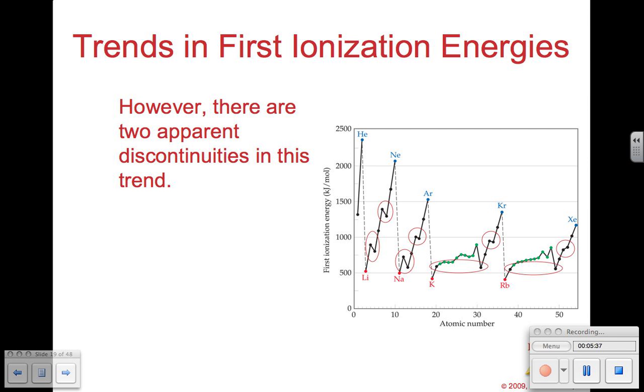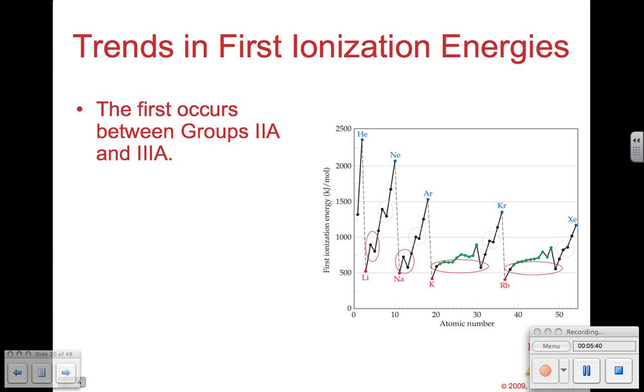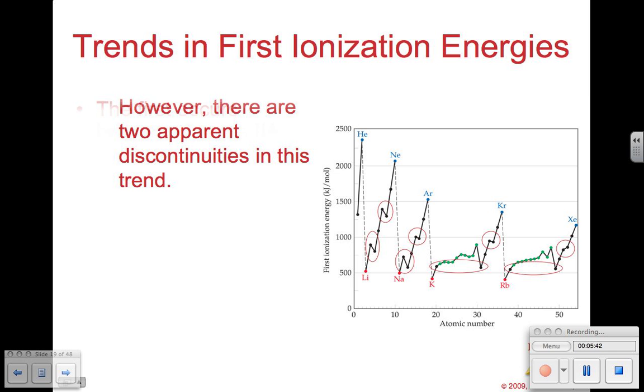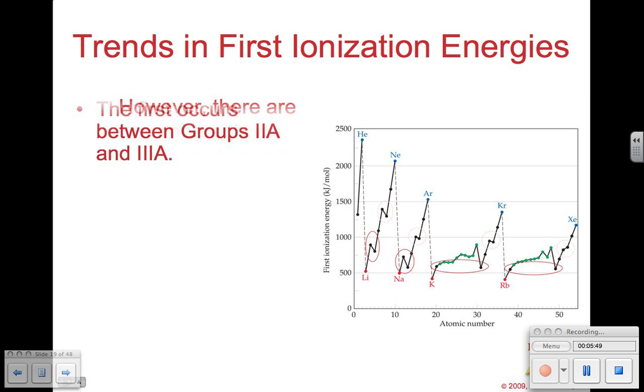So then there are some discontinuities in this trend. You'll notice the circled areas on this slide, a variety of circled areas that seem to mess up the trend. So let's talk about those. The first occurs between groups 2A and 3A. I would love it if you pulled out a periodic table and looked at where those are.